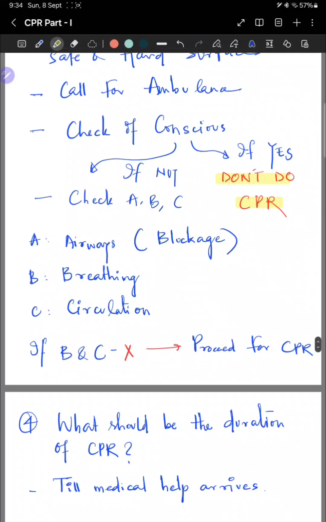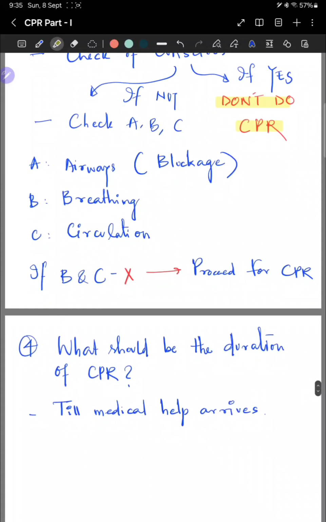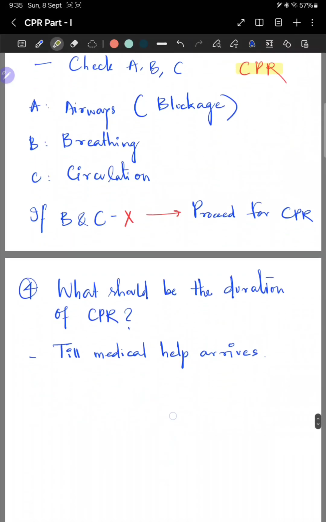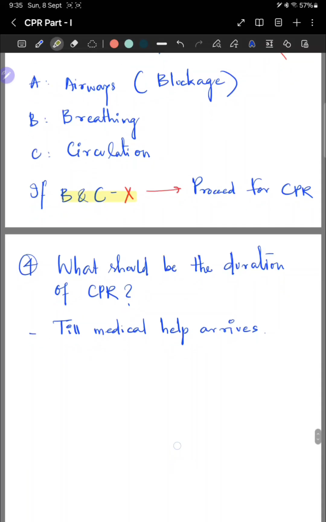B stands for breathing. See if the person is breathing. Check if the chest is rising or falling. Put a finger under the nose and try to feel for passage of air. C stands for circulation. Press the carotid artery under the neck on the side of the Adam's apple to check for pulse. Demonstration for checking the circulation is given in part 2 of this video. If breathing and circulation are not felt, then proceed for CPR.